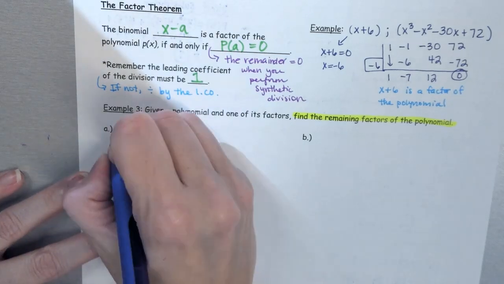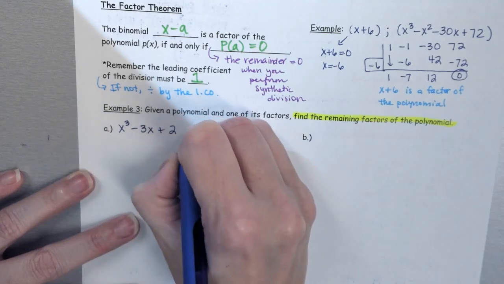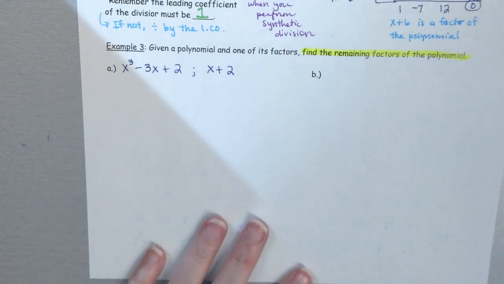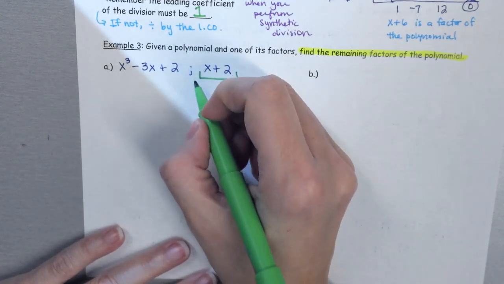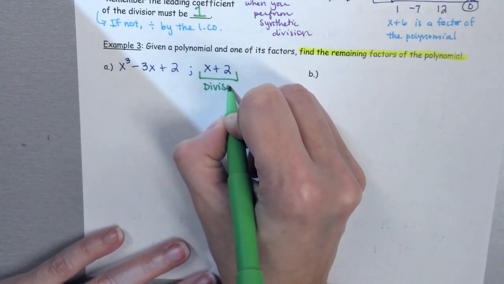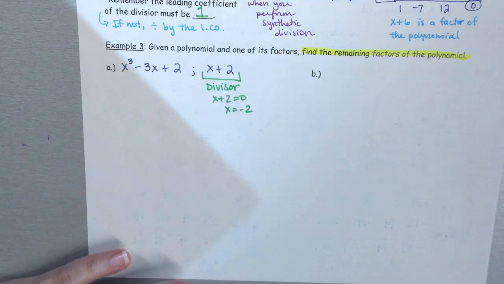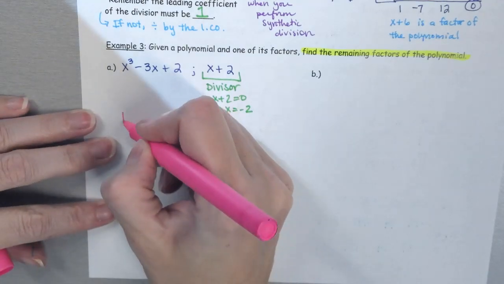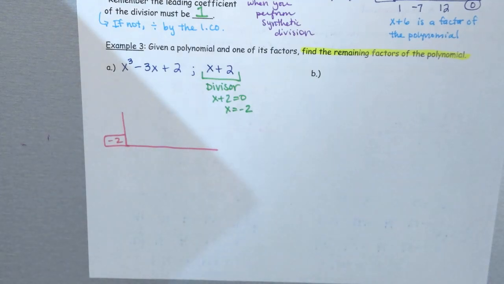Okay, so for A, they give you x cubed minus 3x plus 2, and one of the factors is x plus 2. Okay, so they give you a polynomial and then one of the factors. So we're going to do synthetic substitution, synthetic division. This is our divisor. So if I set it equal to 0, I know my x value is negative 2. Okay, go ahead and set up your coefficients.